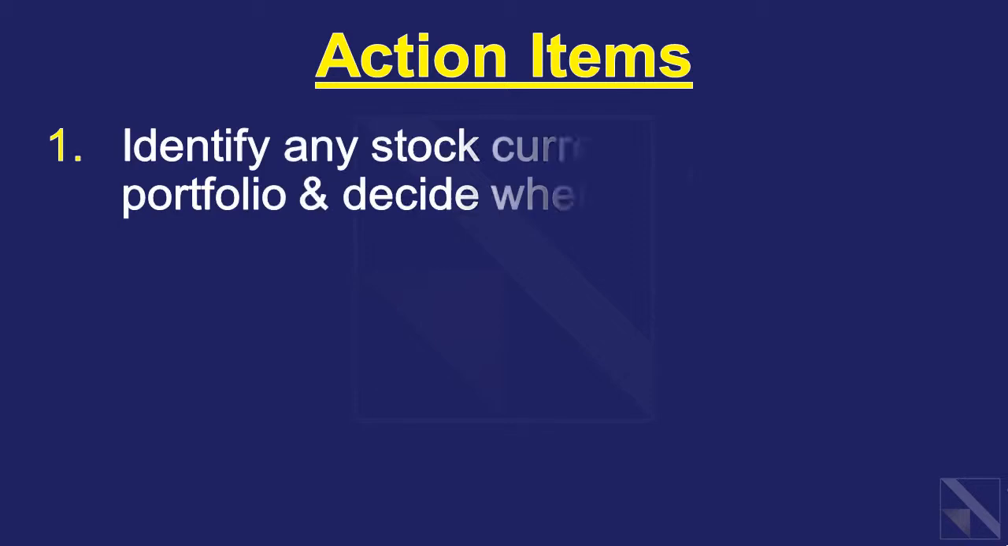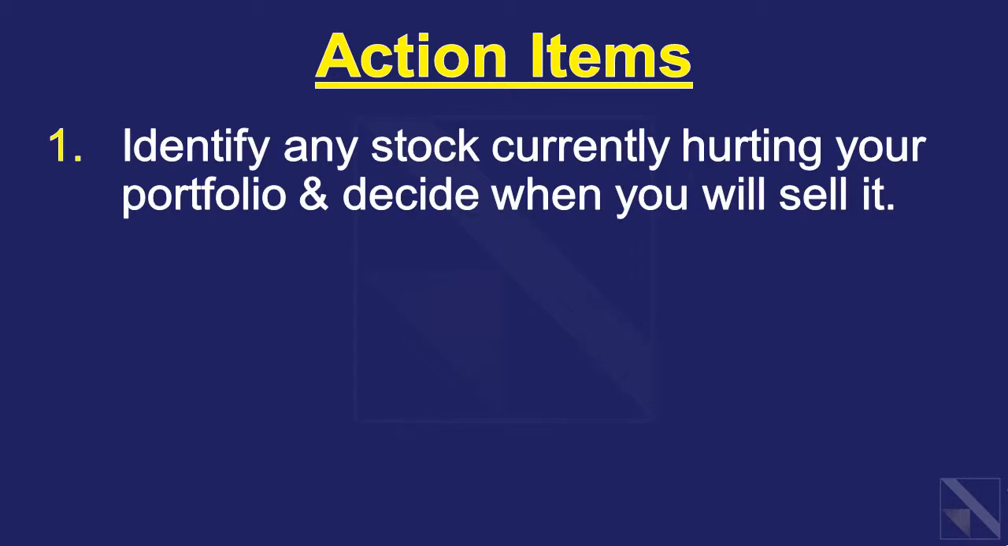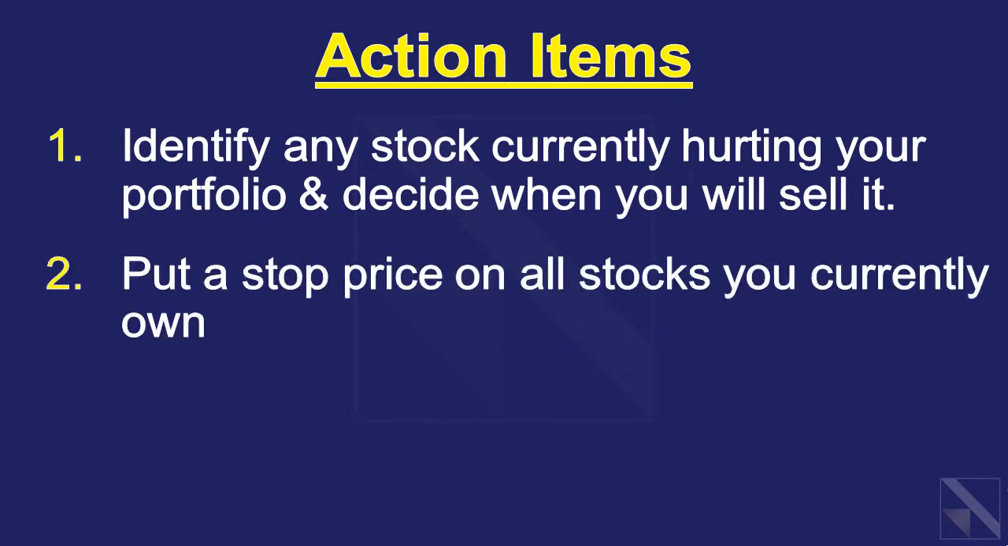Okay? So number 1 action item. The first thing you should do is identify any stock that is currently hurting your portfolio and decide when you will sell it. Number 2, using the tips and the risk management that we talked about, put a stop price on all the stocks you currently own. Remember, if you don't have that exit point, your emotions will kick in and you'll just keep saying, I'll just give it one more day or it'll come back. So put a stop price on all of your stocks.